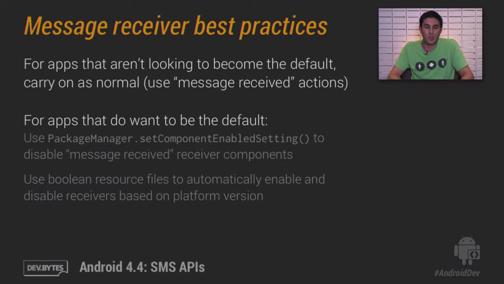Another approach to handling them is to use Boolean resource files to automatically enable and disable the receivers based on platform version. Really, the difference between these two is that set component enabled setting is a little more flexible. You can choose within code when you want to change it, whereas the Boolean resource is simpler but less flexible.